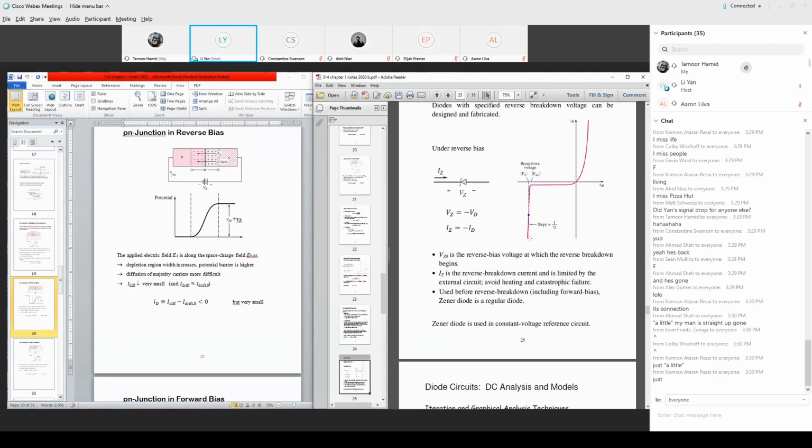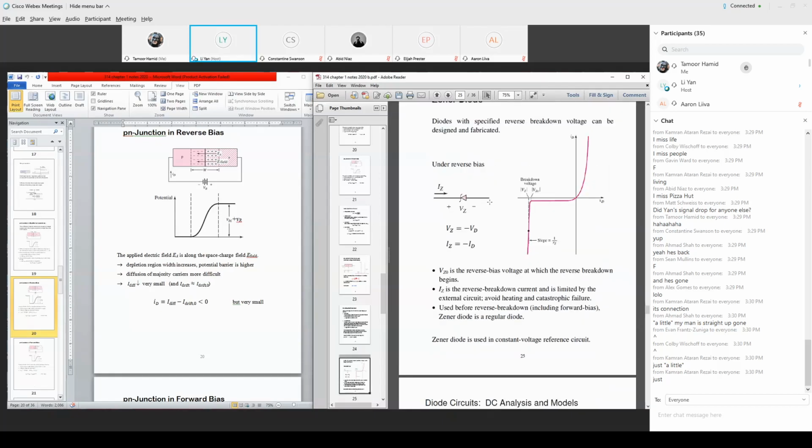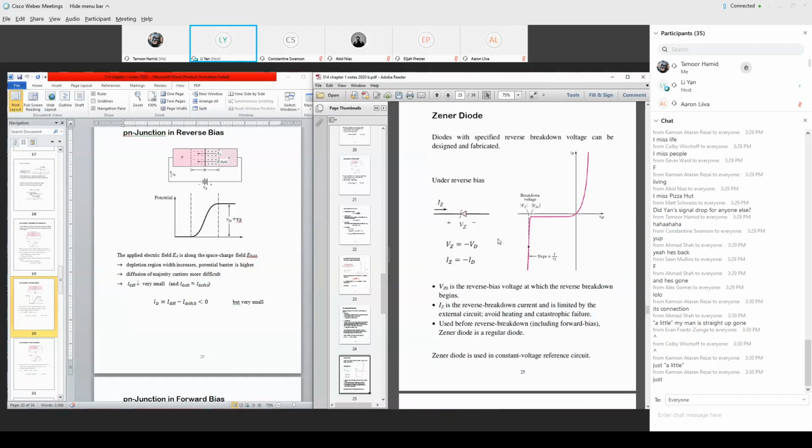How big is this current? Well, eventually the other resistors in the circuit will limit the amount of this current. We call it breakdown. The question is, will this breakdown damage the device? Well, sooner or later it will damage it. You don't want this current to be so large. If this current is so large, then because of Ohm's law, it will generate heat. And once you generate heat, you melt the diode. Once you melt the diode, it's done. You toast it. You don't want to do that.